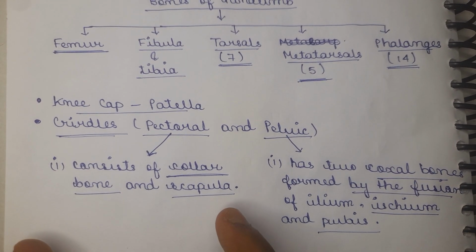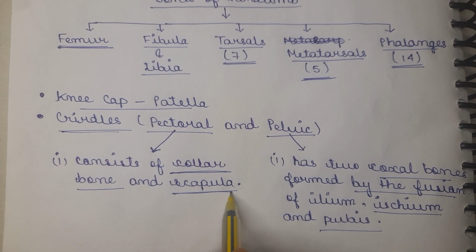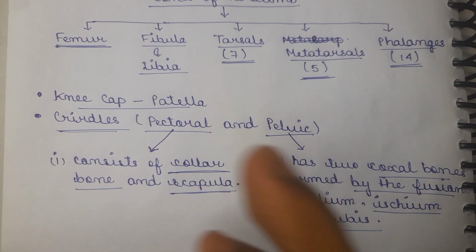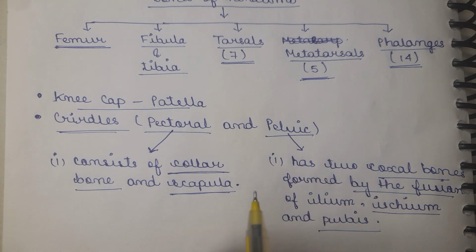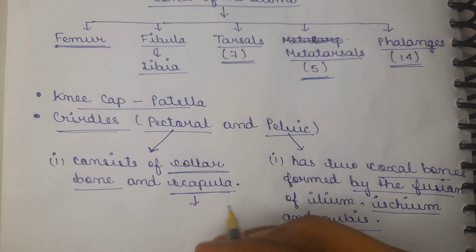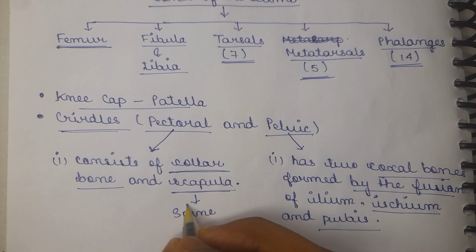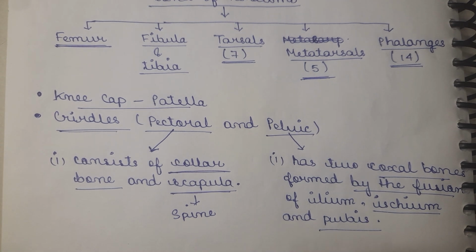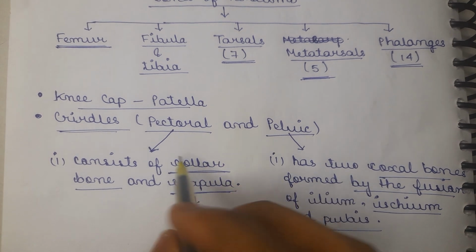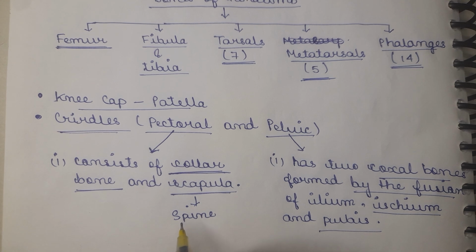Now something more about the pectoral girdle. The scapula bone present in the pectoral girdle is a triangular flat bone with a slightly elevated ridge that is called the spine. It projects as a flat expanded process that is also known as the acromion. And this collarbone articulates with the acromion.